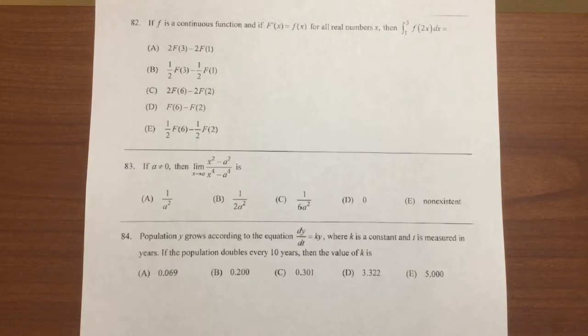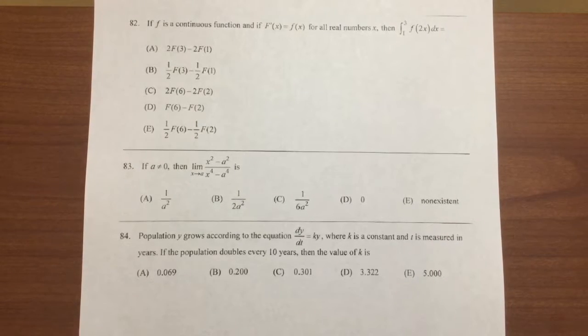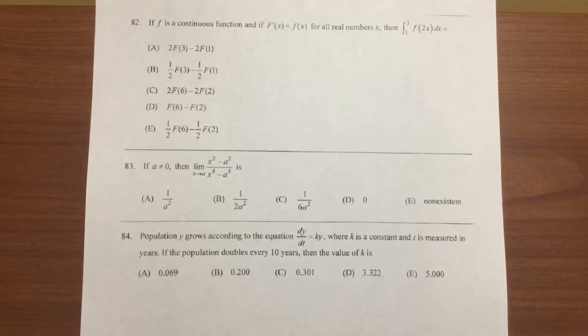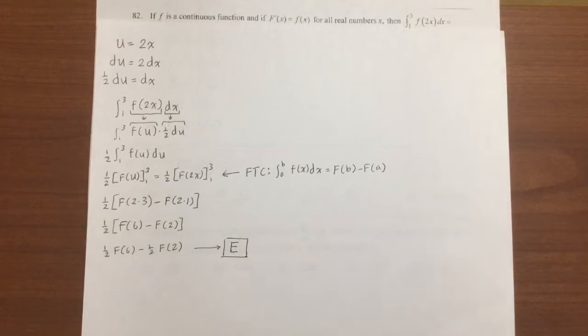This video will be covering numbers 82 through 84 on the multiple choice 2 and question number 4 on the 2016 Calculus AB FRQ. Question 82 asks you to evaluate the integral of f of 2x from 1 to 3. This is a very simple question because all you have to know how to do is use substitution.